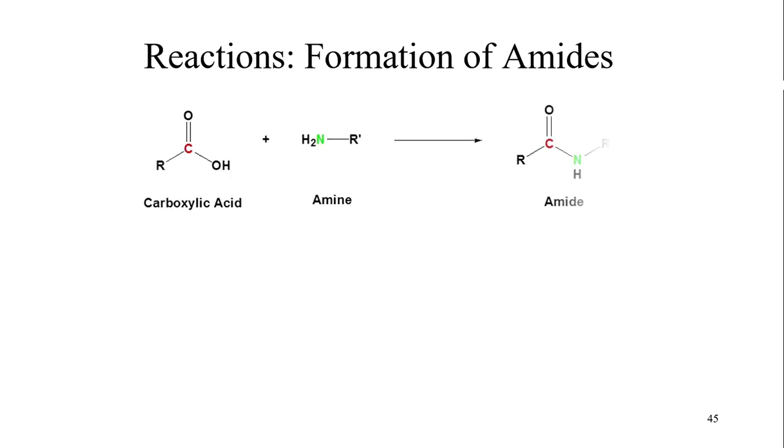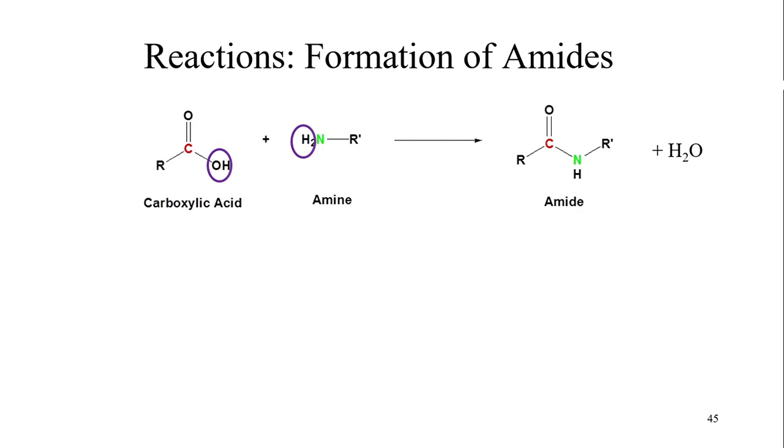The other reaction we're going to study is the formation of an amide. This is the reaction between a carboxylic acid and an amine. And as you can see, as you connect one with the other, the OH of the carboxylic acid is replaced by the nitrogen incoming from the amine. The OH and one of the hydrogens of the amine get combined to give us a molecule of water. And that is the formation of an amide.